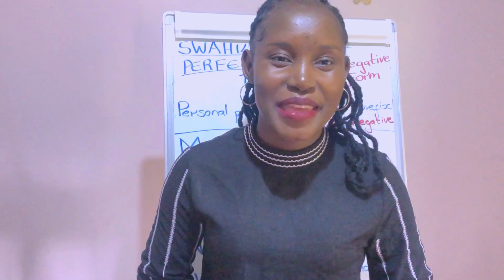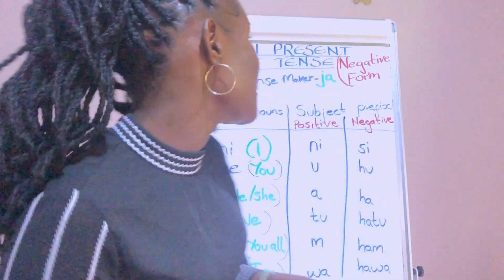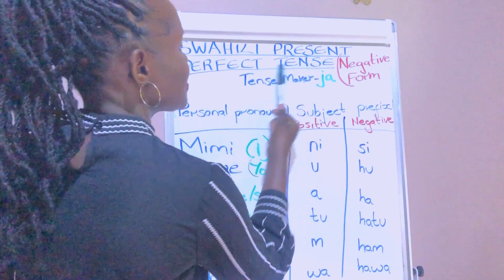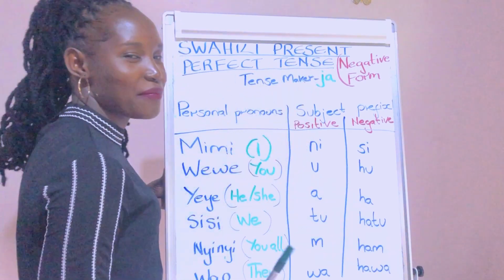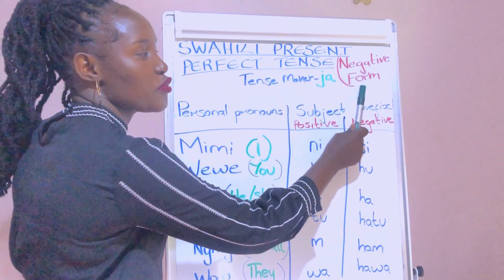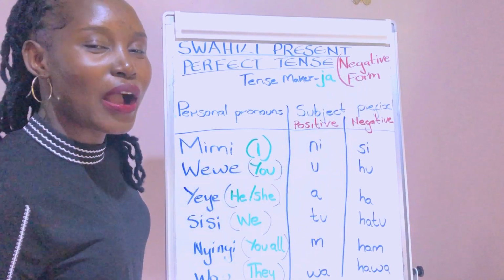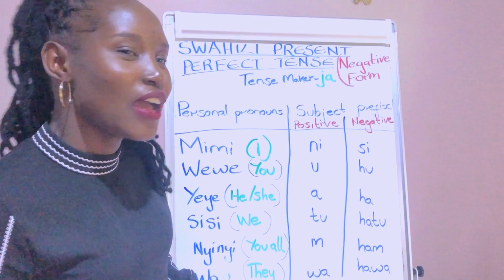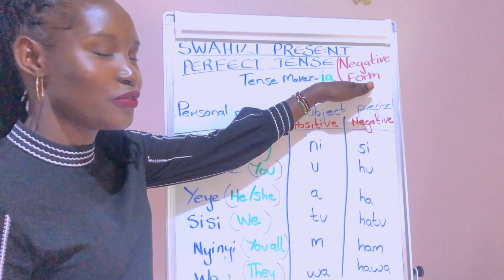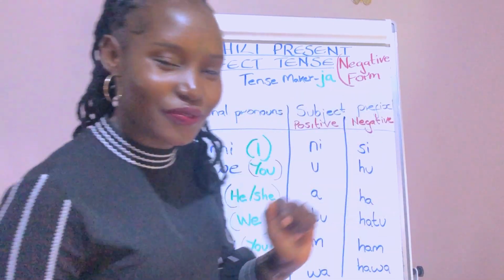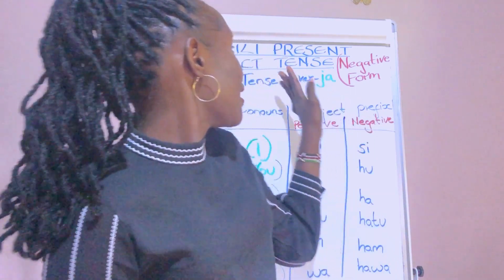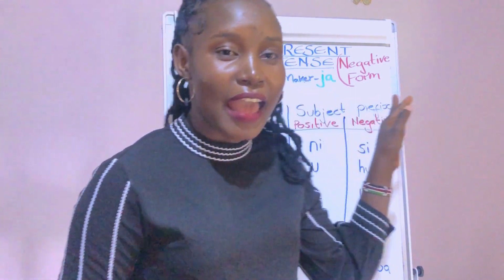Jina langu ni Millie. And today we are learning about Swahili present perfect tense, but this time round in negative form. Leo tunasoma wakati uliopo timilifu lakini in negative form. If you watched our previous video, we did this present perfect tense but in positive form. So if you haven't watched that video, make sure you watch it for your understanding.